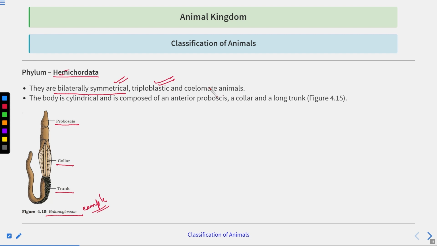Triploblastic and coelomate animal, they are also having the true body cavity. So in these coelomate animals, the body is cylindrical and is composed of an anterior proboscis, collar, and long trunk. So here you can see the three parts: anterior proboscis, collar, and trunk region.